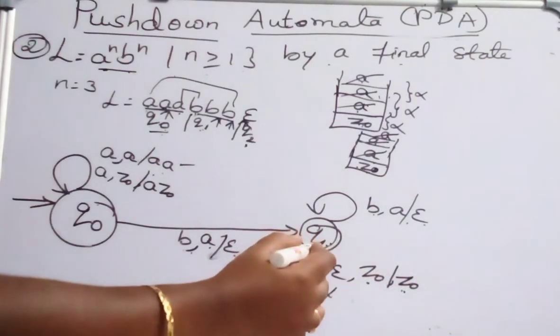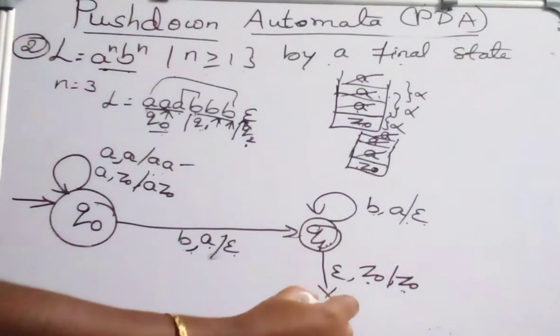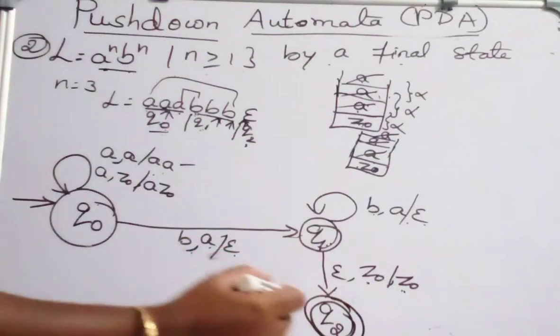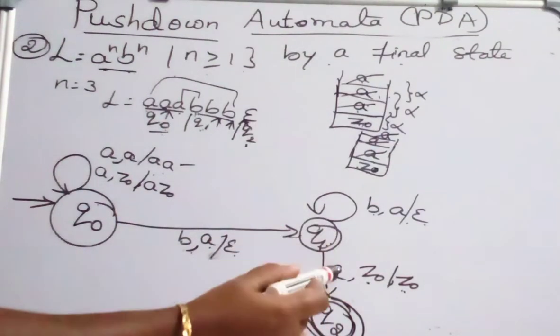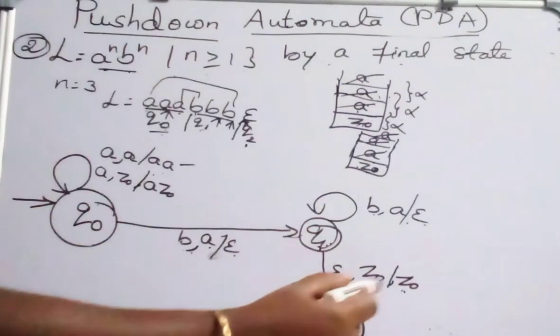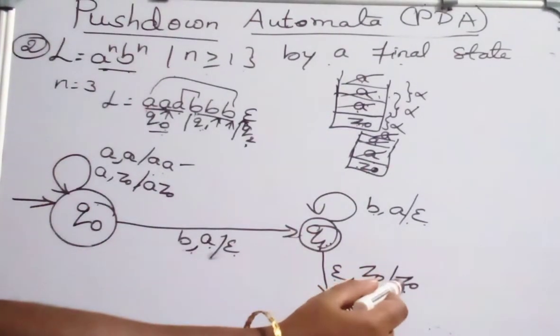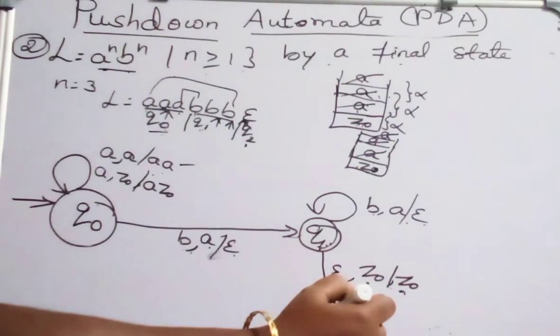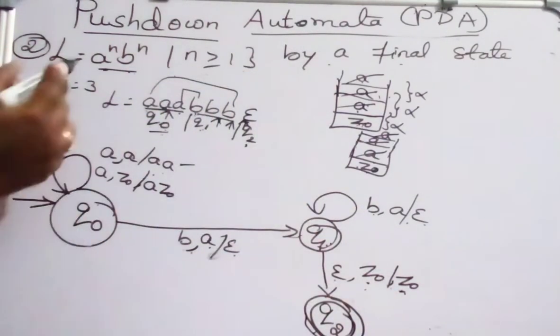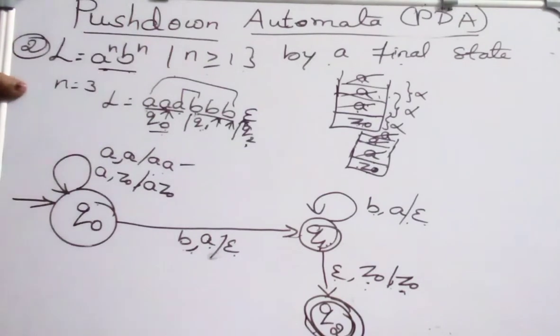Then it changes its state from Q1 to the Q2 state. Okay guys, Q2 is our final state. So when there is no input to consume and the top of the stack is Z0, what is the transition? It remains Z0 itself, the contents Z0 remain the same, and it reaches the final state Q2. So these are the transitions for the language A raised to n, B raised to n.